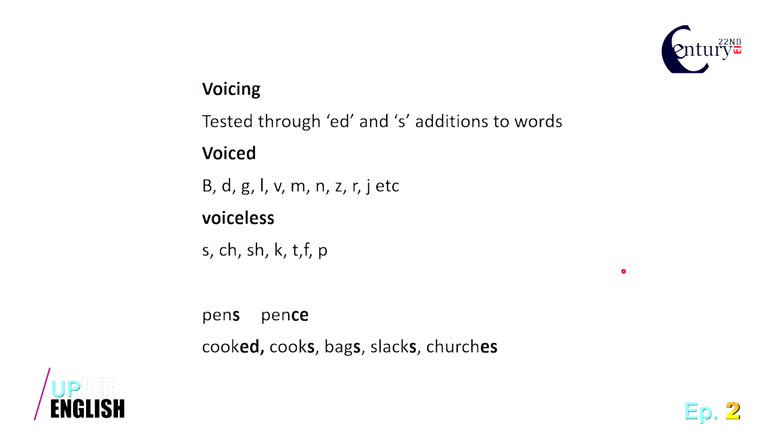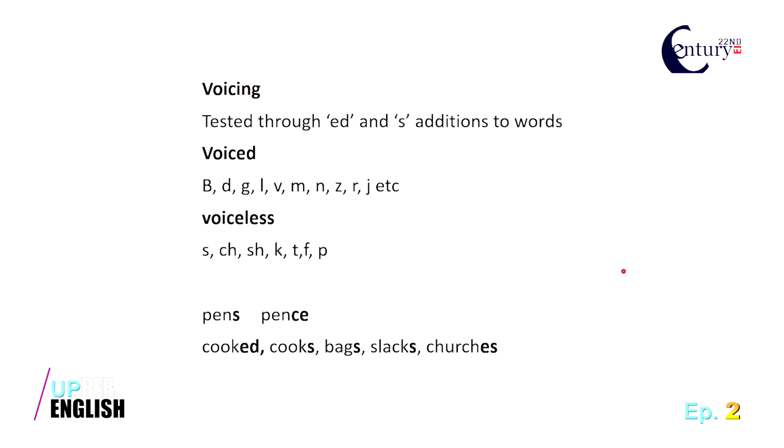Okay? So now you've seen voicing. They test for that. But how do they test for voicing? They test for voicing through some addition, by adding ed to the end of a word or s to the end of a word. And it's very simple. If you add ed onto a word that ends in a voiced consonant sound, the ed will be pronounced as d.